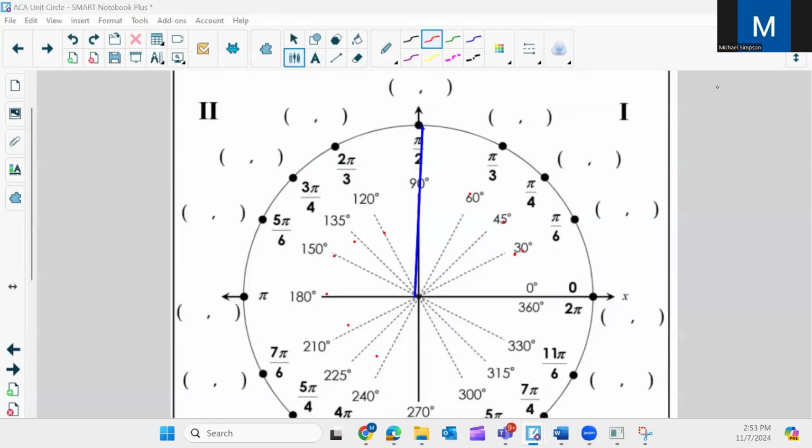Okay, here we go. Where was I at? Yeah. So the reference angles, right? We call these primary angles: 30, 45, and 60. Every other angle around the unit circle is a multiple of these three angles.